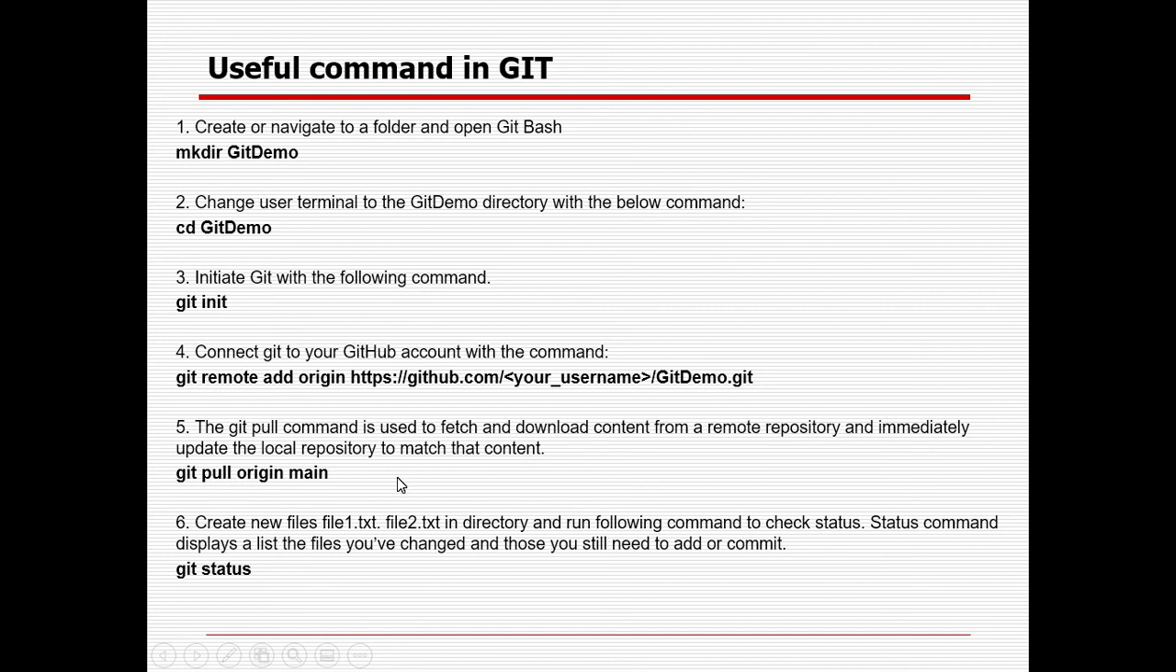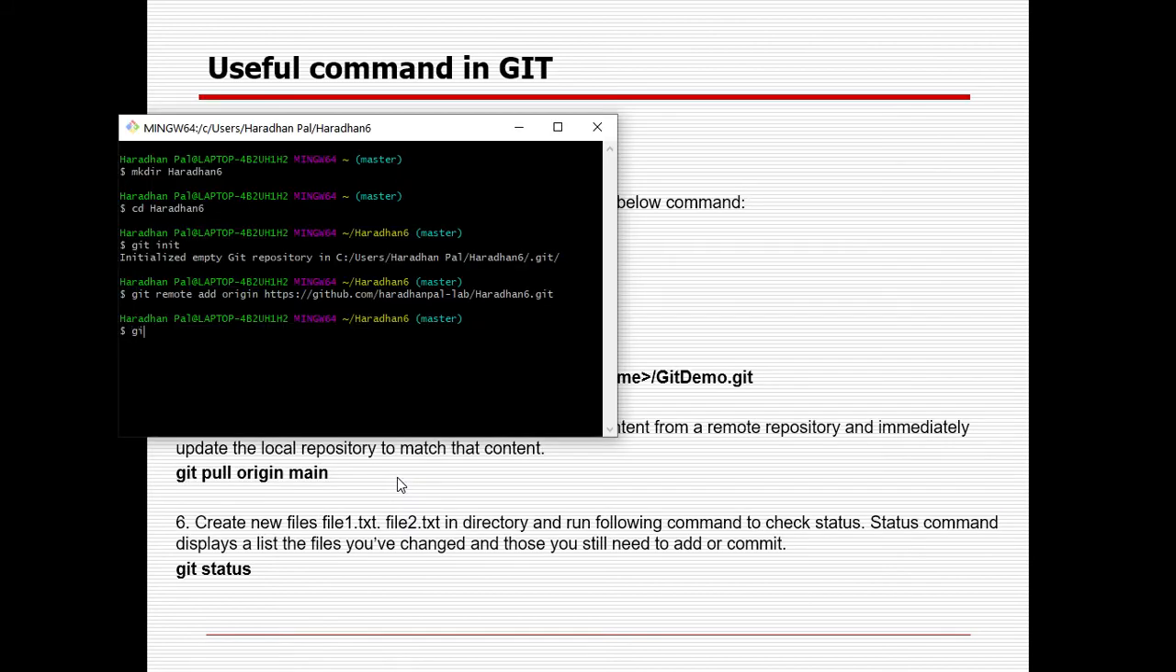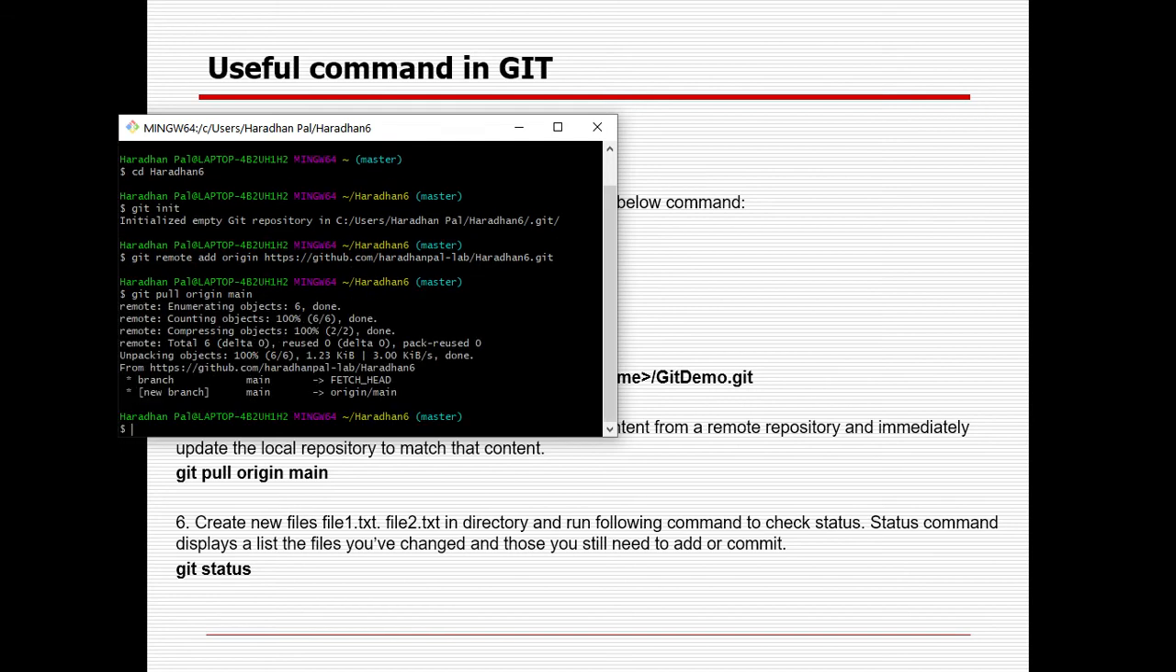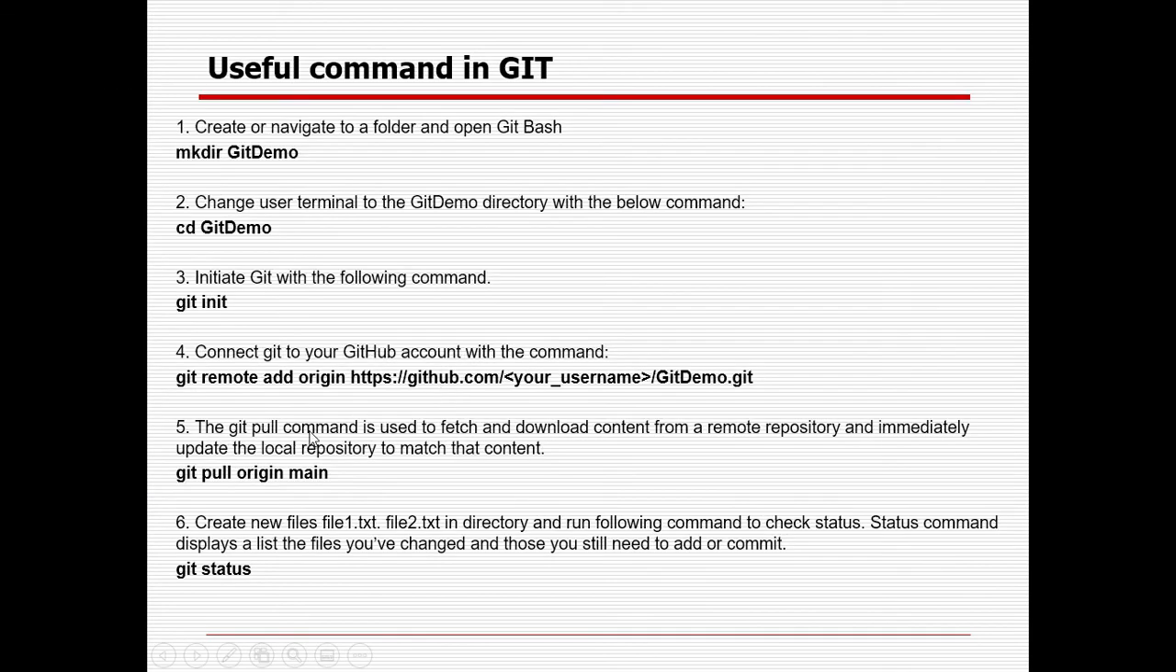So git pull origin main, from the main branch. Use the same syntax, git pull origin main. Press enter, and you can see something happening here: remote enumerating objects 6, done, counting total 6, deltas. The main branch is getting pulled from github.com/Haradhanlab/Haradhan6. So your pull has successfully happened.